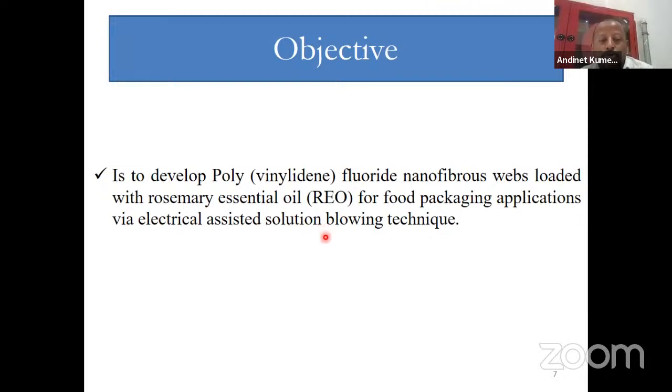Sometimes, in order to get the best advantage out of two systems, systems can be hybridized. So we are blending it. So the nanofiber that is produced will have a high aspect ratio.